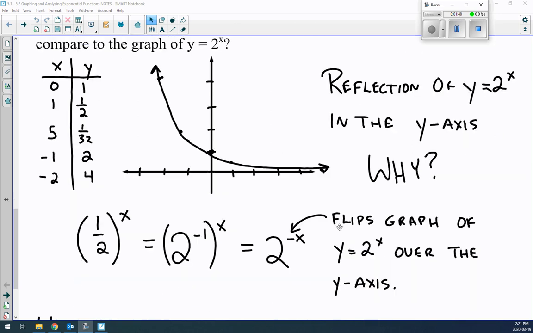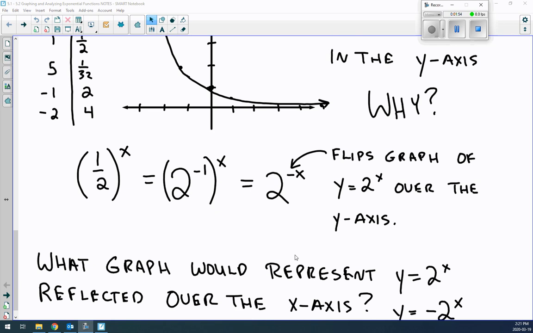Well, okay, we can show you here. The math is 1/2 to the x, right? Another way to write 1/2 is 2 to the -1, so 2 to the -1 to the x equals 2 to the -x. So that flips the graph of y equals 2 to the x over the y-axis. So knowing that could save you a bit of time.